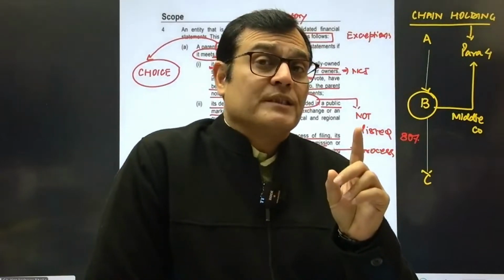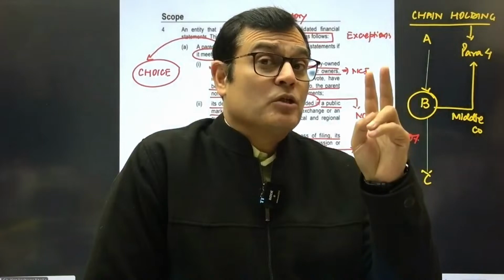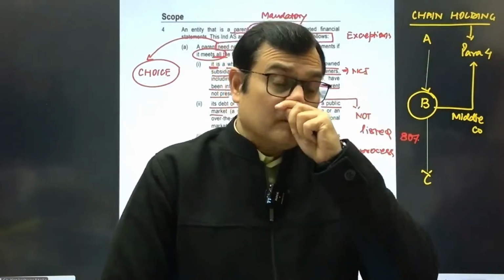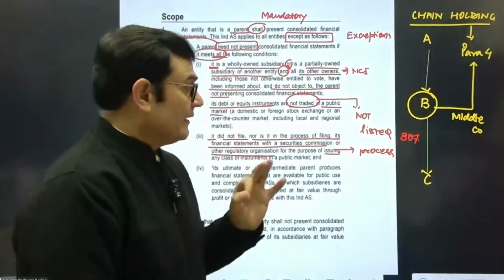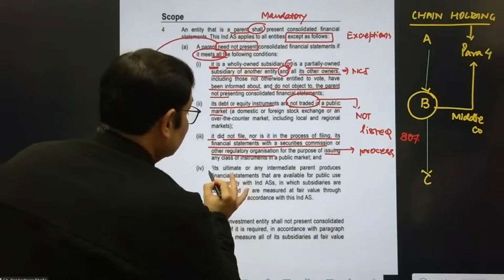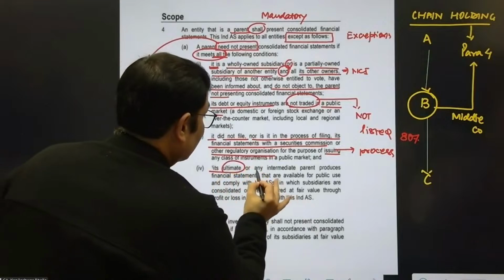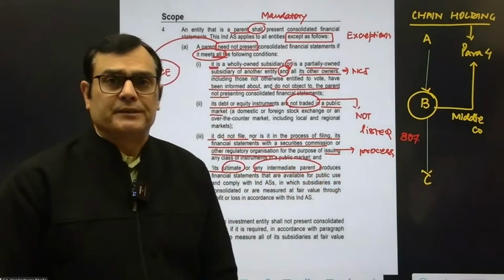So the condition 2 is that it is not listed. The condition number 3 is it is not even potentially listed. That means it is not in the process of getting listed as well. And then comes the interesting 4th condition. It's ultimate or any intermediate parent. Now let's see who is the ultimate parent.